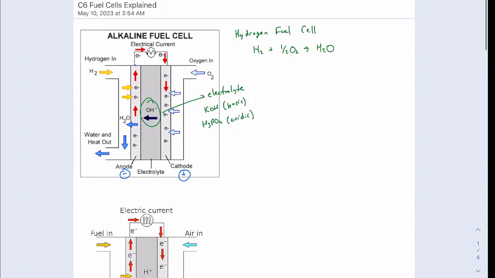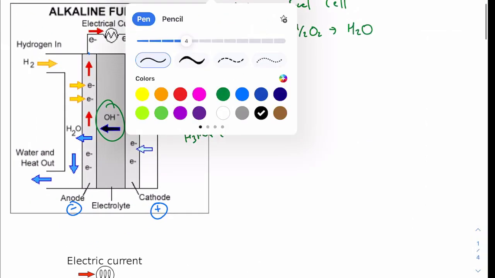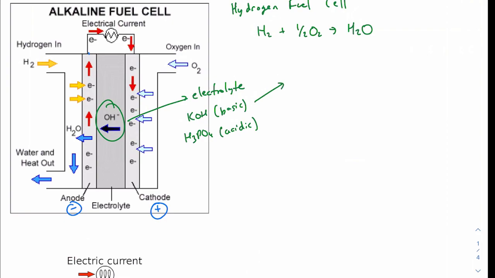So when you have a basic reaction, you are going to have the hydrogen gas reacting with 2 OH minus to yield 2 H2O plus 2 electrons. And the oxygen is going to react with water and 2 electrons to form 2 OH minus.